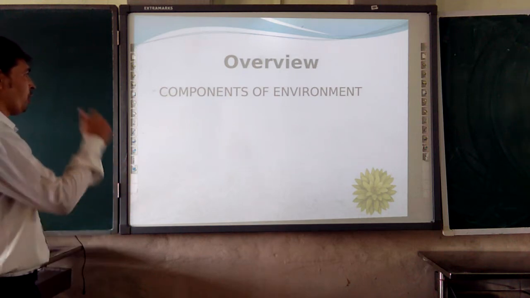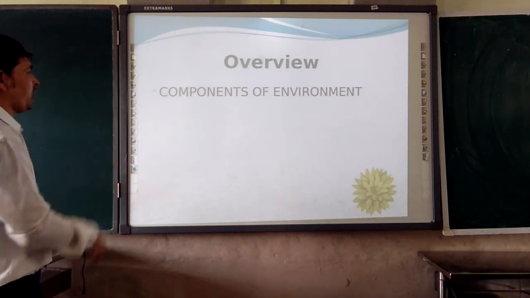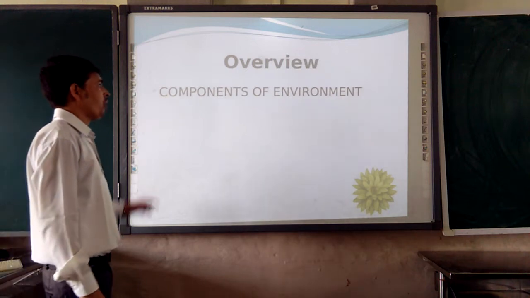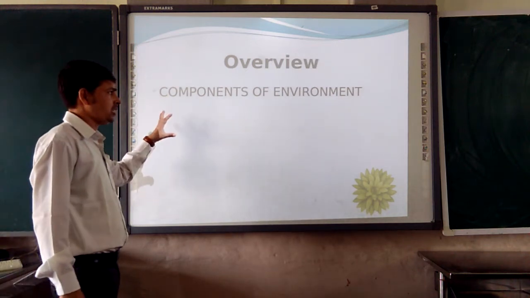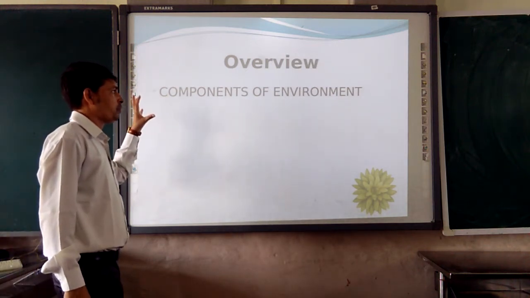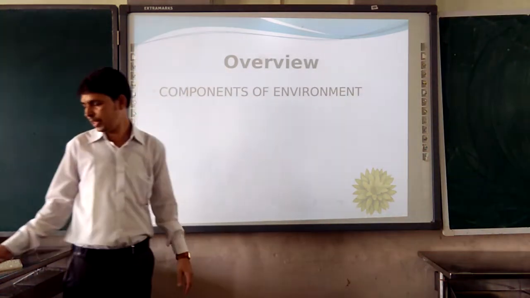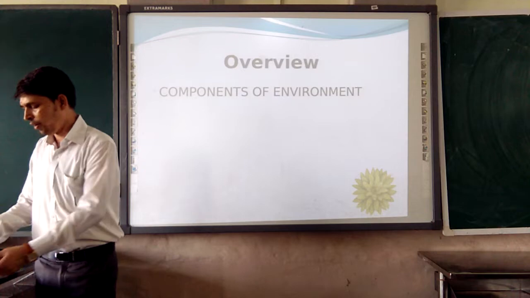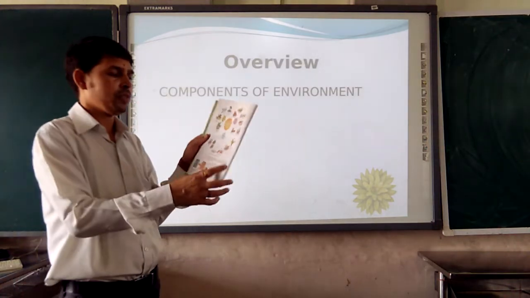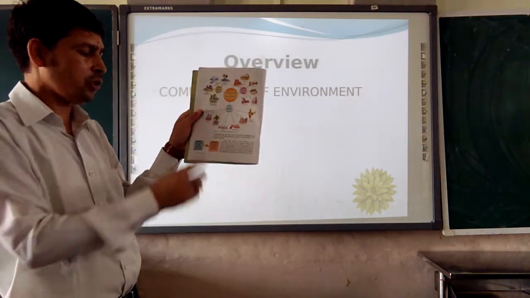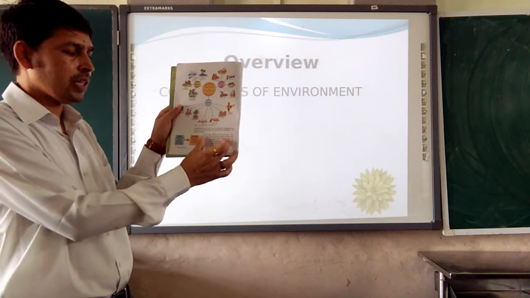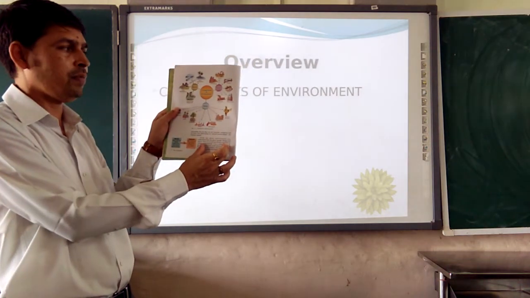So what is this overview talking about? In the overview, components of environment, we discussed the different types of components in our environment. We already talked about how our environment is taking place. As seen in this photograph, you have already seen biotic and abiotic, and the definition of the environment.